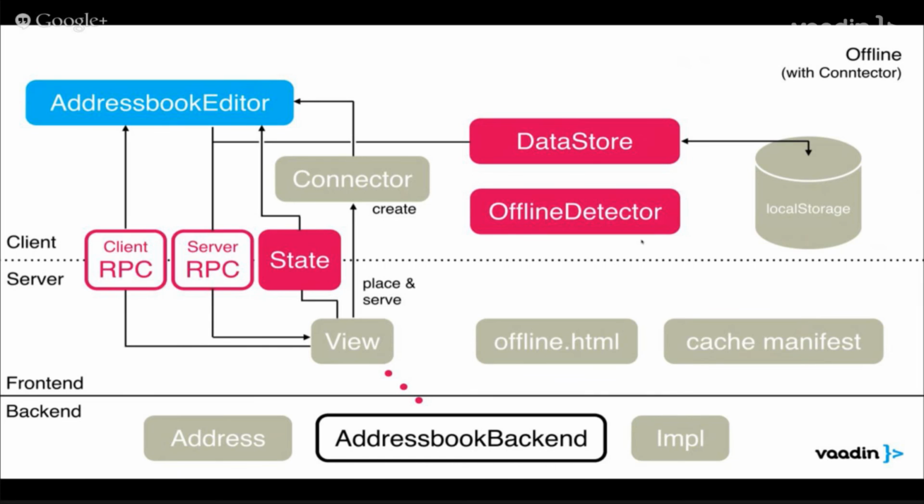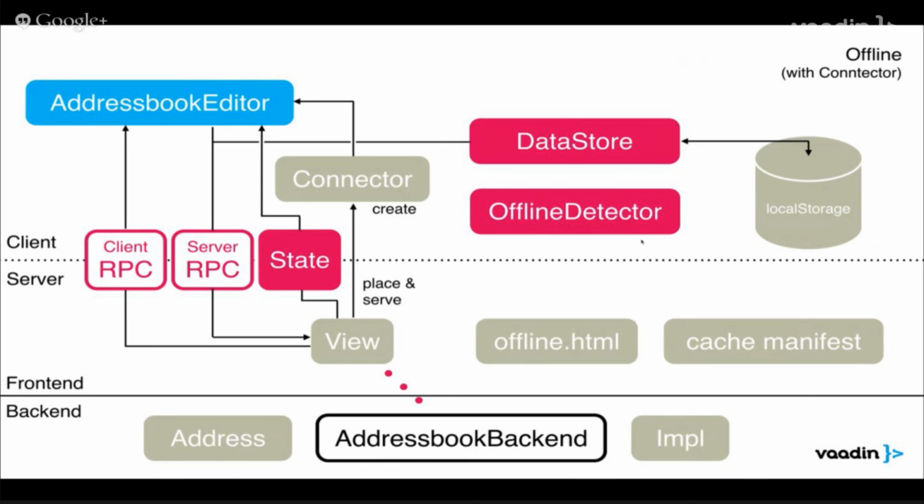For the server side, you have two extras. You have to have some kind of way to bootstrap the offline. In this case, it's just a static web page called offline.html. And also, you must have a cache manifest to guide the web browser to actually cache all these parts so that you can actually start the application without network connection. So I guess that would be the overview of the offline mode.